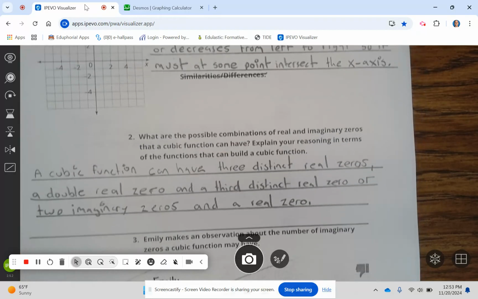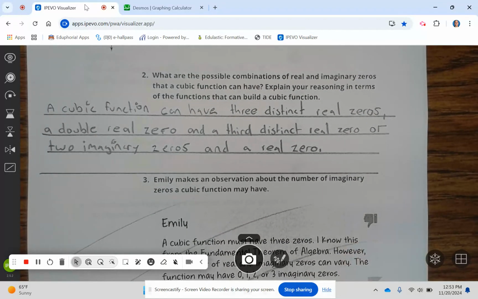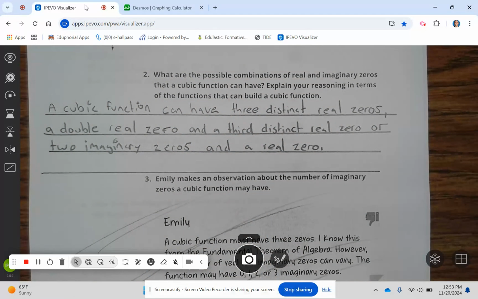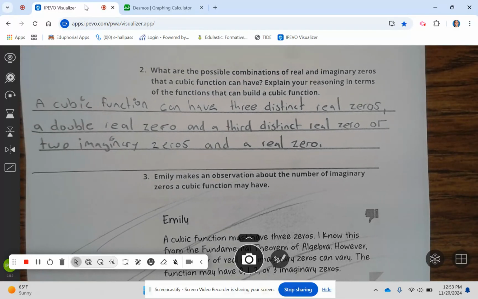All right. 2. What are the possible combinations of real imaginary zeros that a cubic function can have? Explain your reasoning in terms of the functions that can build a cubic function. A cubic function can have 3 distinct real zeros, a double real zero and a third distinct real zero, or 2 imaginary zeros and a real zero. All right, mark out 3. All right, let's take a look at the next page.